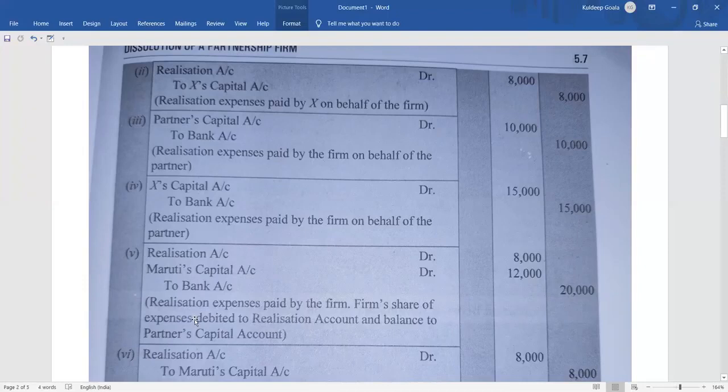So the narration will be: being realization expenses. Realization expenses of 8,000. You can just mention it in your own way, there's no hard and fast rule. Being the realization expense of 8,000 that was to be borne by the firm, paid along with Maruti's share of realization expenses of 12,000. In this way you can mention, or if you want you can mention it as it is written here. Or you can even mention like this also, being realization expenses paid on behalf of partner as well as the portion of the firm. That is also more simple, right?